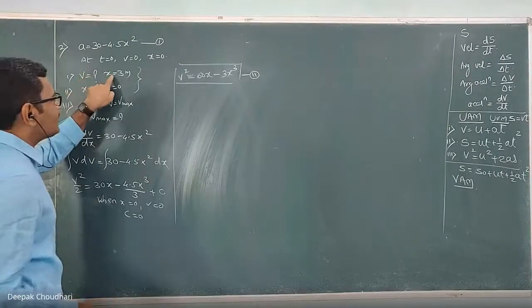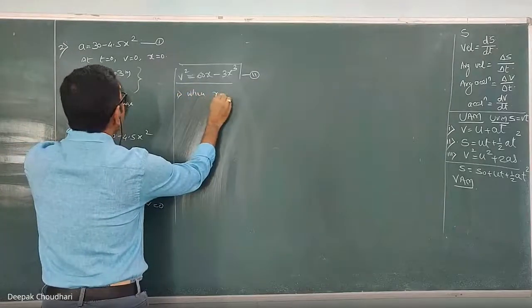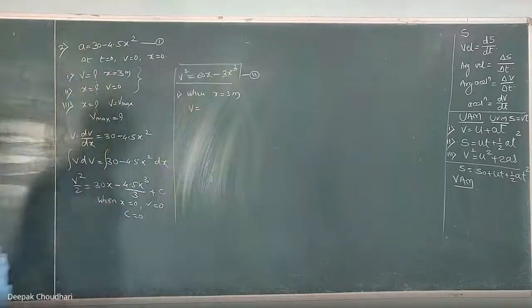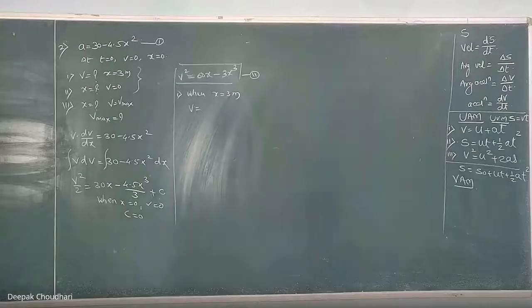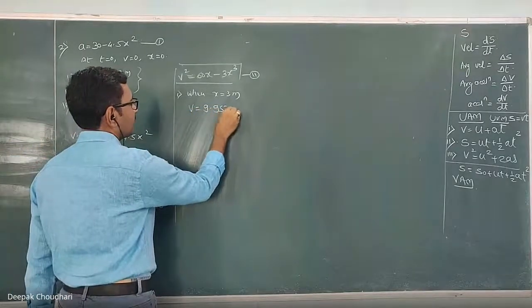Now I have to calculate the velocity when x equal to 3 meter. So first one, when x equal to 3 meter, substitute x equal to 3 and tell me how much is the velocity. Unmute yourself and tell me the answer. Actually, we have solved this. 9.95. It was 9.95. Velocity is 9.95 meter per second.